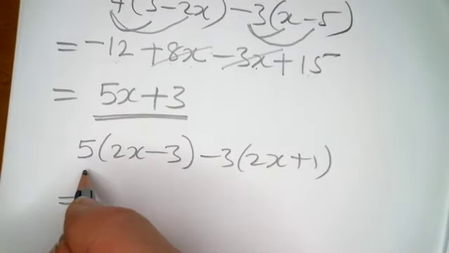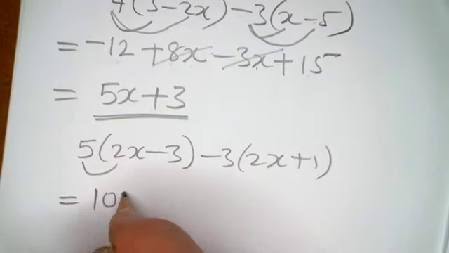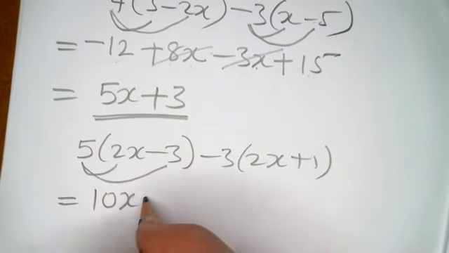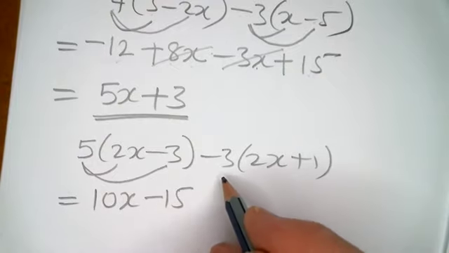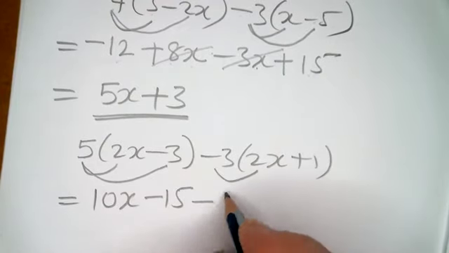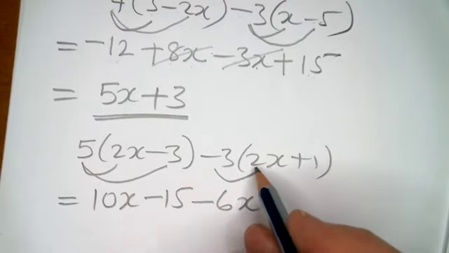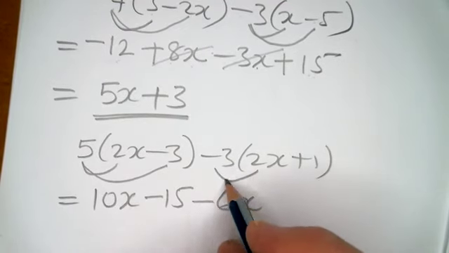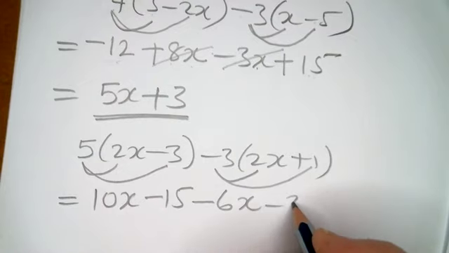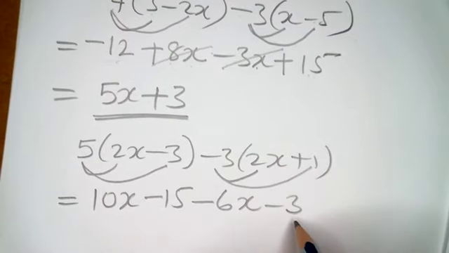Okay, well, 5 lots of 2x is 10x. 5 lots of negative 3 is negative 15. Negative 3 times 2x, negative 3 lots of 2x, is negative 6x. And negative 3 lots of 1 is negative 3, or 1 lot of negative 3 is negative 3.